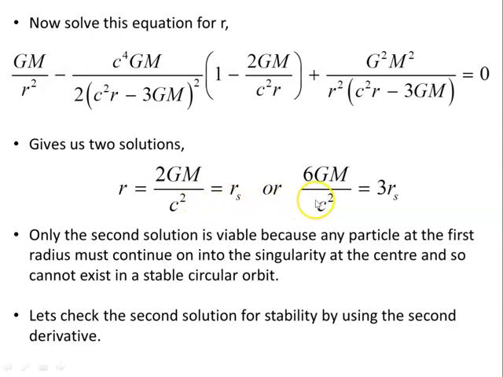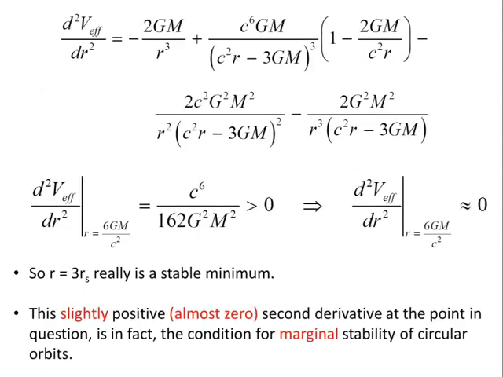The next location is this one here, and this will turn out to be where the innermost stable circular orbit is possible. So only the second solution is viable because any particle at the first radius must continue on into the singularity at the center, and so cannot exist in a stable circular orbit. Now, to check the second solution for stability, we use the second derivative. And it's this bit here I will get to.